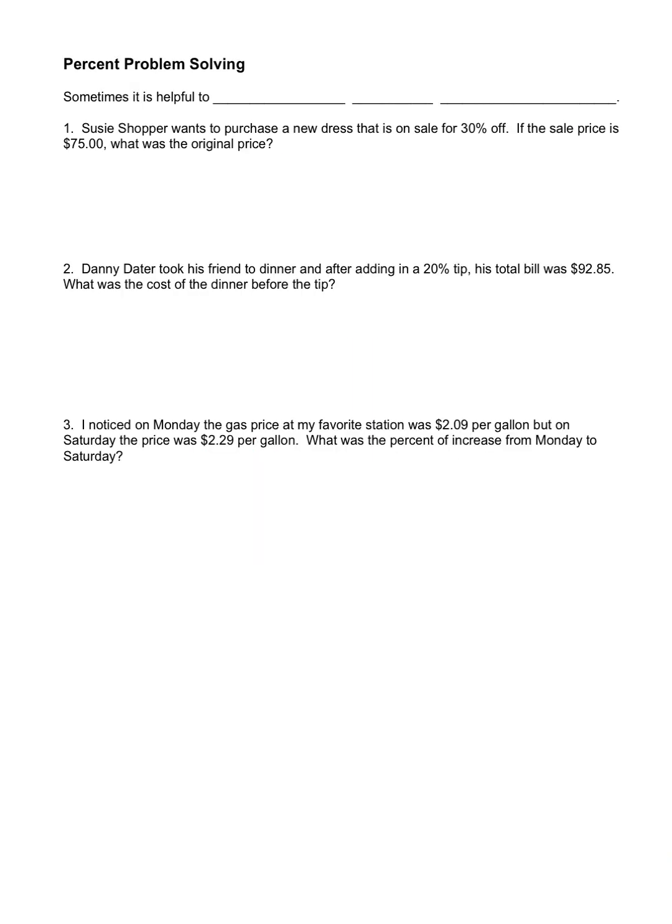Now we go to percent problem solving. It says sometimes it is helpful to reword the problem. Let's look at number 1. Susie Shopper wants to purchase a new dress that is on sale for 30% off. If the sale price is $75, what was the original price? So let's go ahead and look at this. We see that it's 30% off. And so if it's 30% off, we know that you pay 70%. So let's go ahead and do $75 is 70% of what?